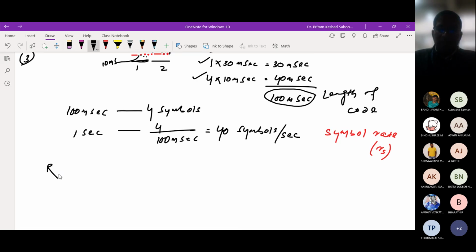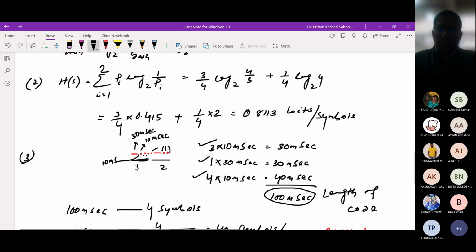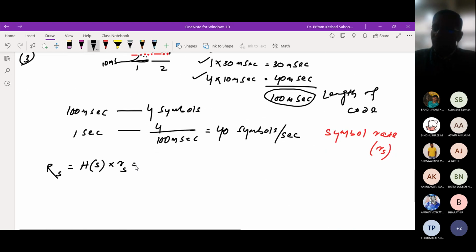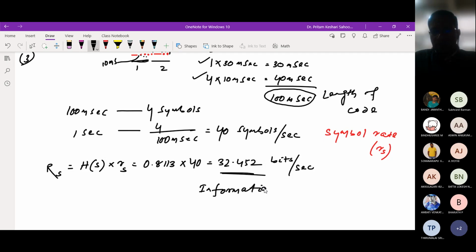So information rate is denoted by capital RS, which is equal to your average information multiplied by the symbol rate. In the second bit we got the value of average information, which we call entropy, 0.8113. So that equals 0.8113 multiplied by RS, which we got as 40. What is the result I got? It is 32.452. And who can say the unit? The unit will be bits per second. This is the information rate which has been asked. Understood now?